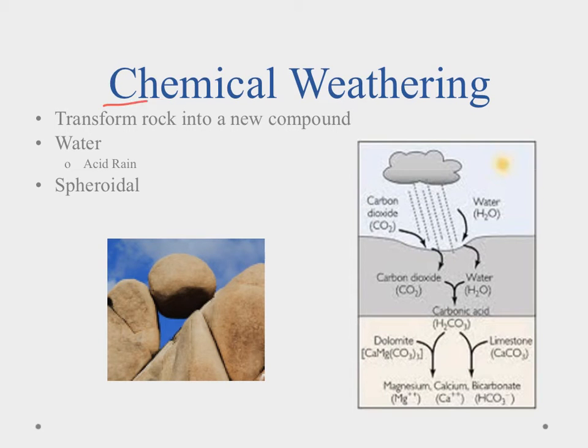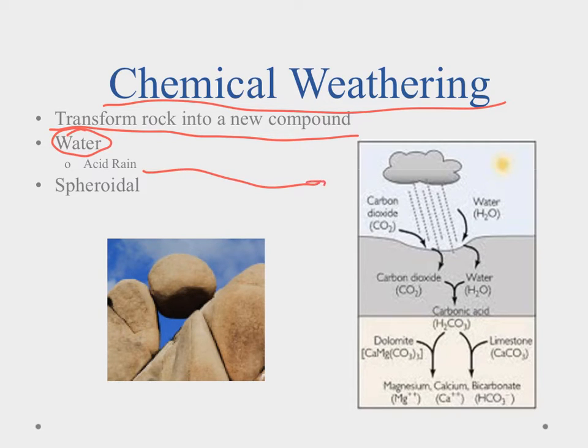Now, chemical weathering is going to be a little bit different. In chemical weathering, what we're doing is transforming the rock into something new. We're causing a chemical reaction to occur. So we're not simply breaking a rock smaller, we're actually changing the composition. Perhaps the most common way for this to happen is the use of water. And when we're talking about water, we talk about acid rain.